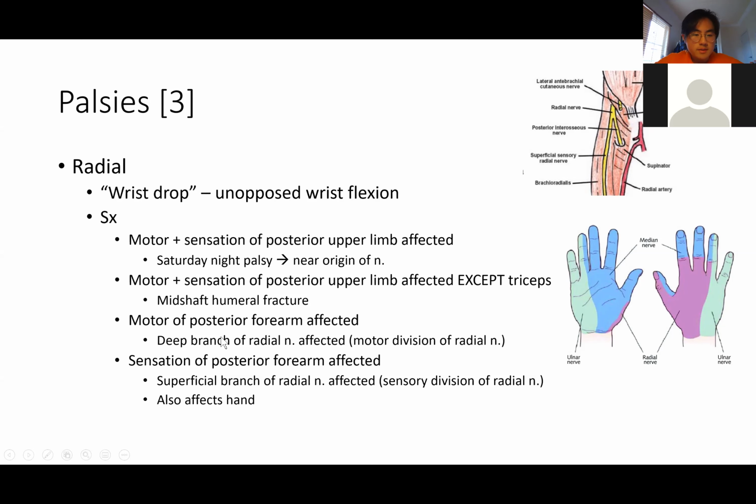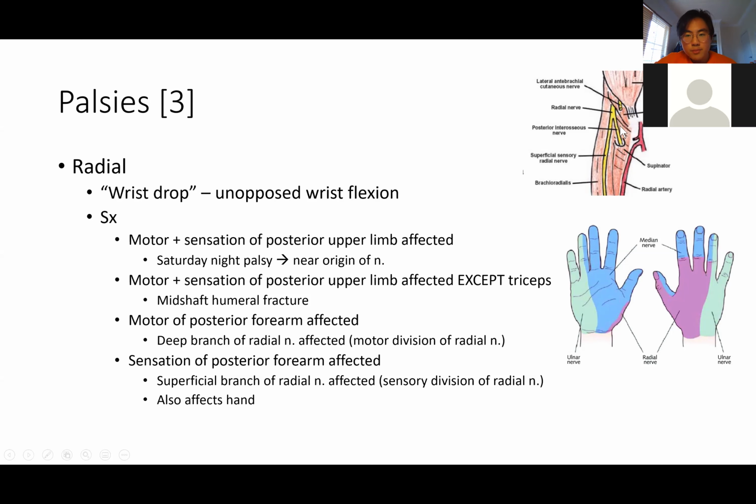Now, this is where it's a bit different. So now we're talking about the forearm. The radial nerve actually gives off two branches in the forearm, a deep branch, as you can see over here, and a superficial branch. The deep branch is responsible for the motor, whereas the superficial branch is responsible for the sensory.